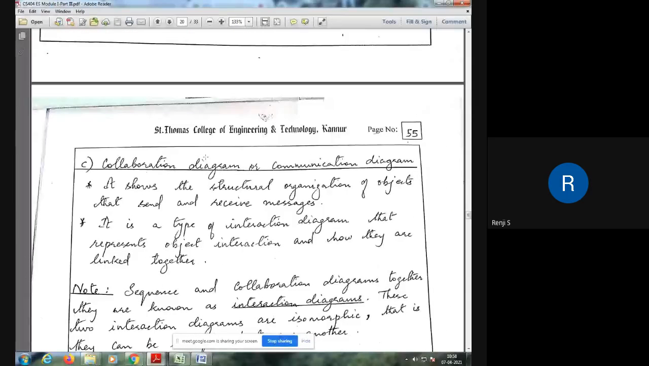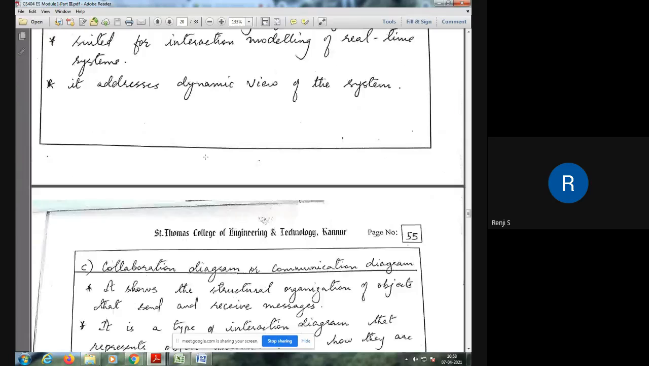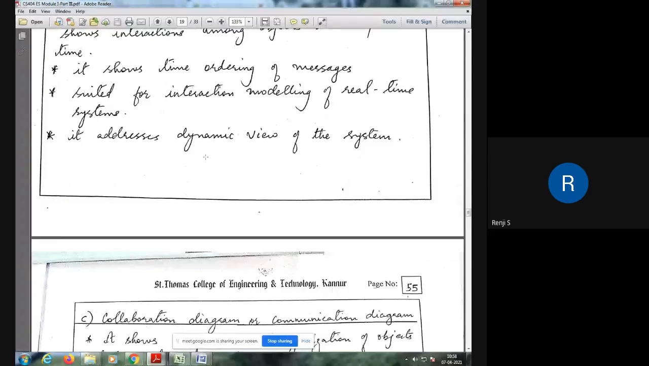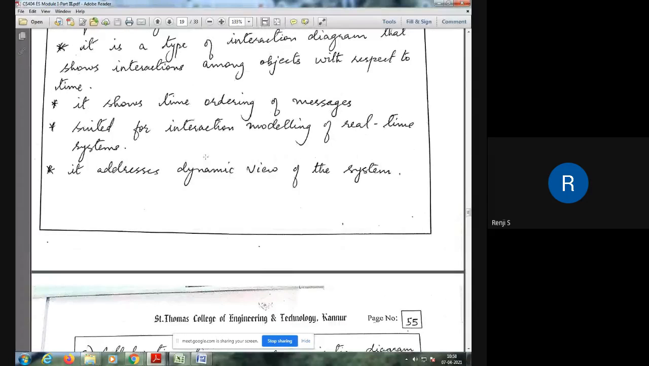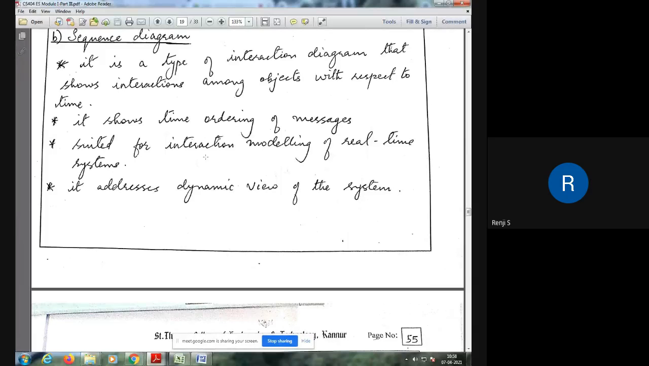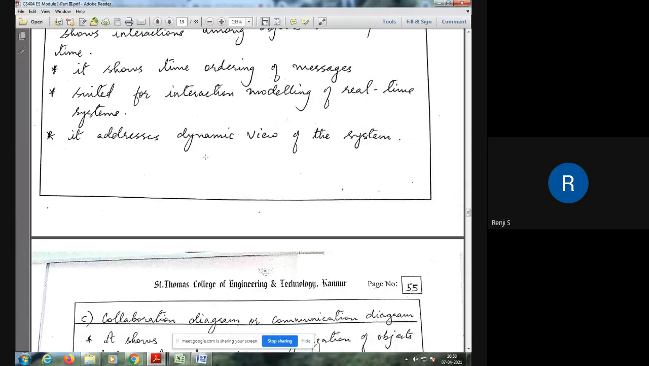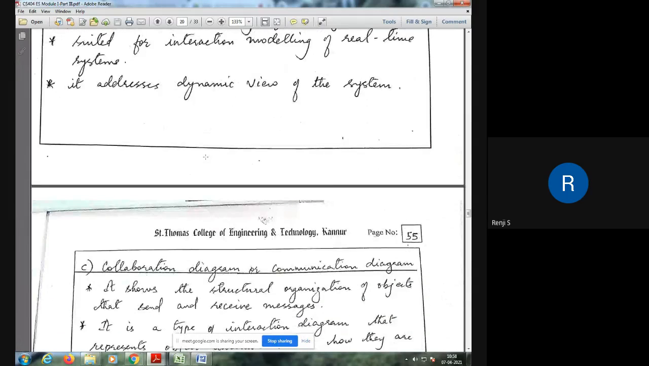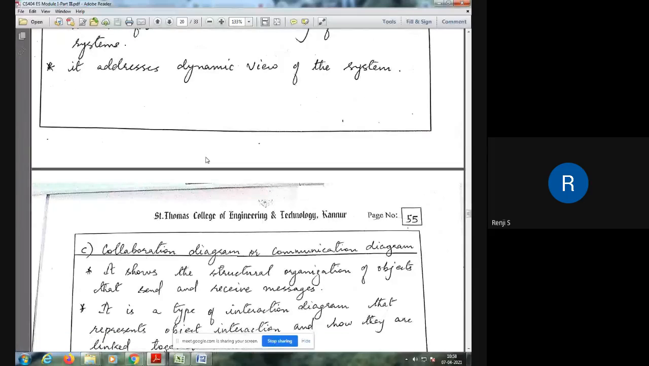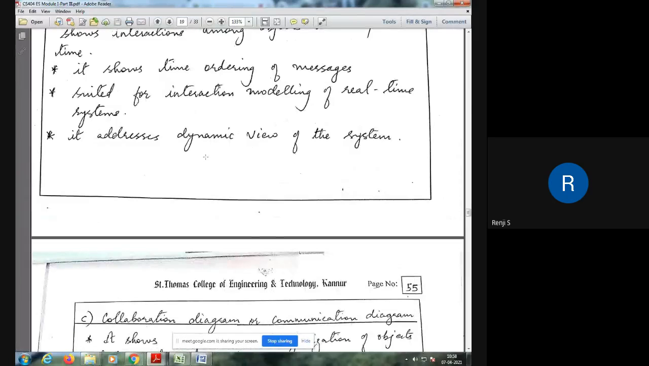Whereas collaboration diagram, it shows the structural organization of objects that send and receive. That is, which object is sending a request to which other object, and the order in which these messages are sent, etc., is shown in the collaboration diagram. So these two diagrams, we can say that they are isomorphic. That is, one diagram can be converted to another. If given a sequence diagram, you can convert it into a collaboration diagram. And once if you get a collaboration diagram, it can be converted to a sequence diagram.